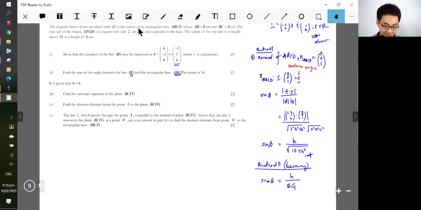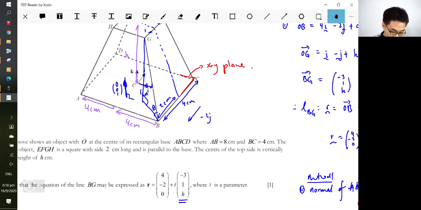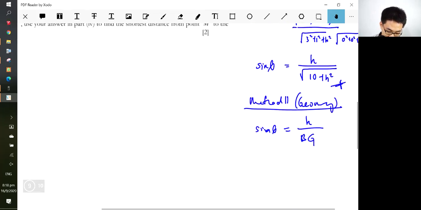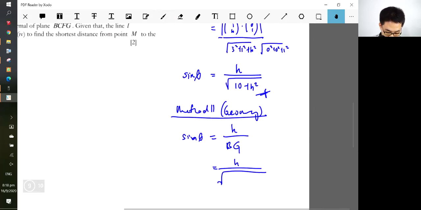What you do is you just write height over BG. You can see the height over BG is this triangle here. Height over BG will give you a sine theta here. So that's pretty dope. I think it's a pretty cool one as well. So you just use BG and you just do H over BG. Actually, this is much faster, man. This is like cheat code to the max.